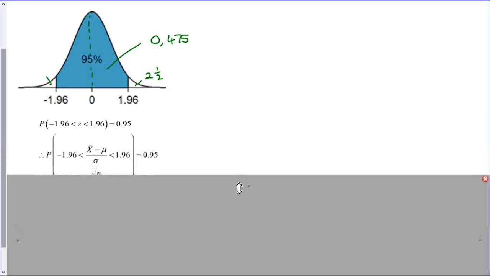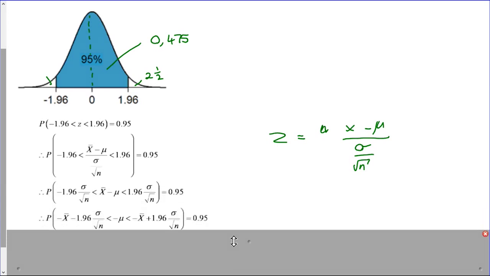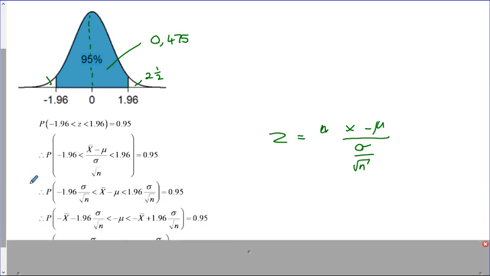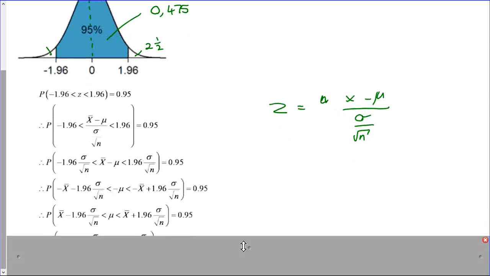But we know that actually corresponds to an X. Here's our formula again. Remember, z equals x minus mu over sigma. But here now, the standard deviation is sigma over root n. From here, it's basic. You can just follow it through. It's just some basic algebra. We end up having to divide out a negative, so our inequalities flick around.